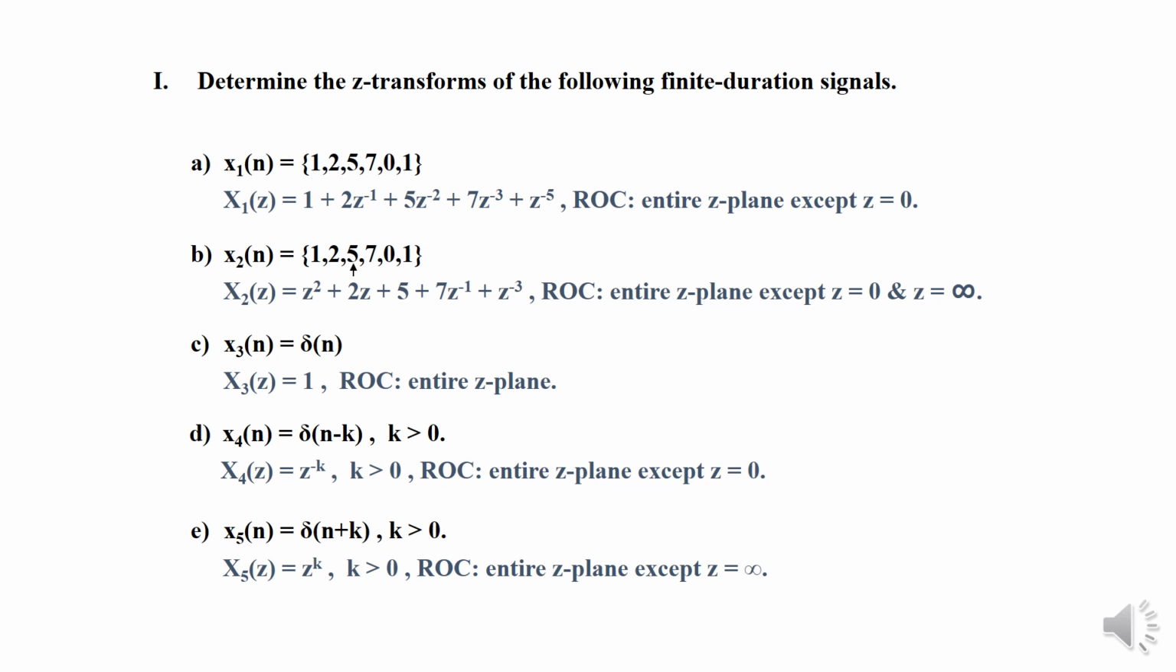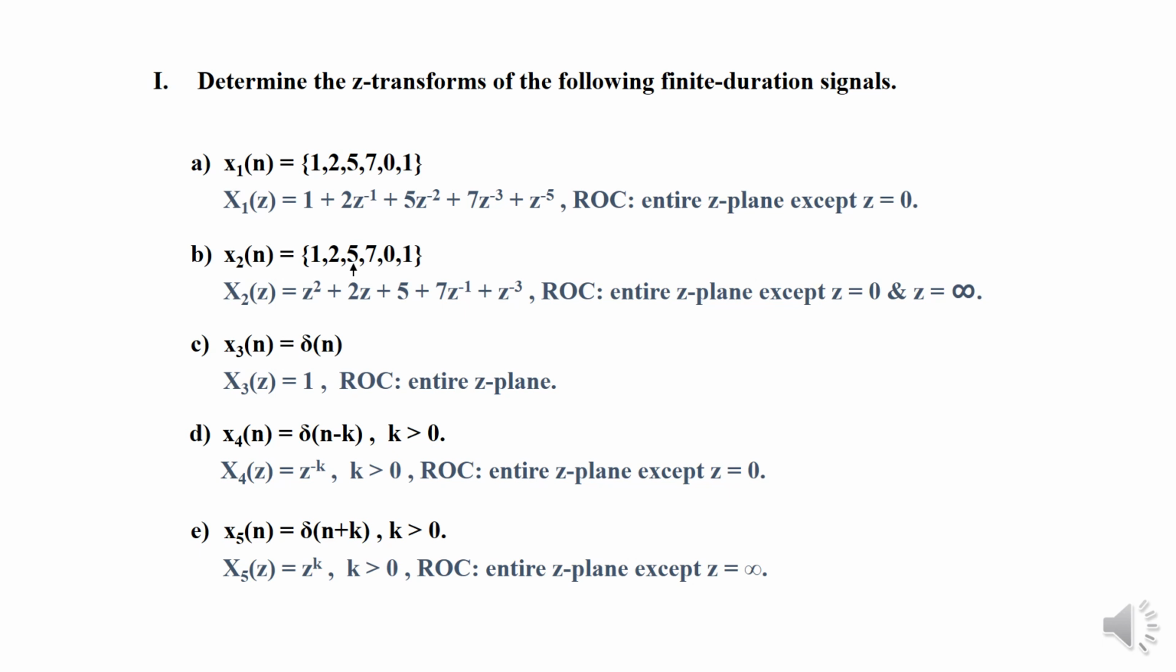So like that. And as you can see, is this causal or anti-causal? This is causal, right? I'm talking about the sample n: it means x1[n] exists on the right-hand side. Therefore the region of convergence will be the entire z plane, except z equals 0, as I have explained previously.